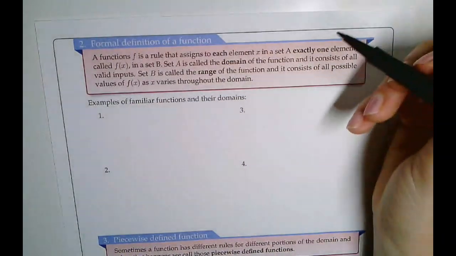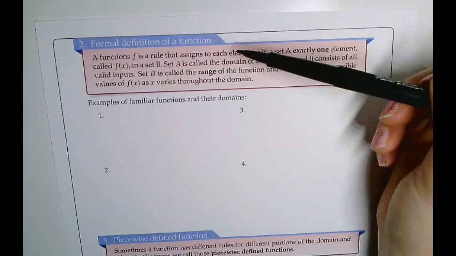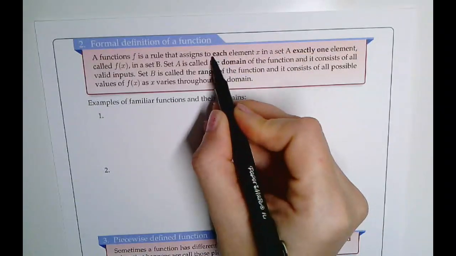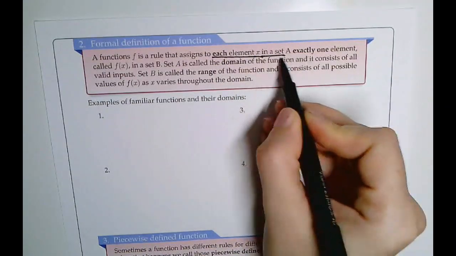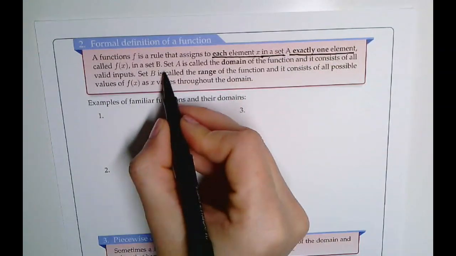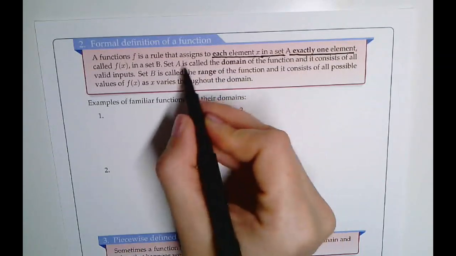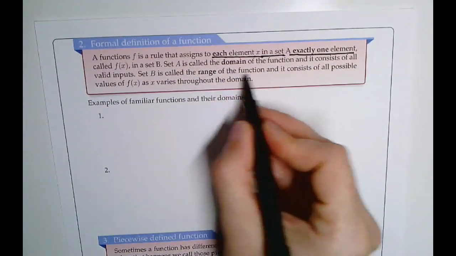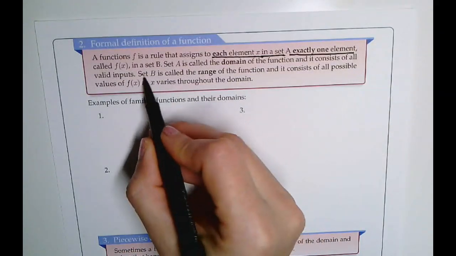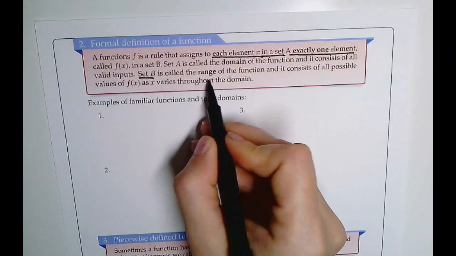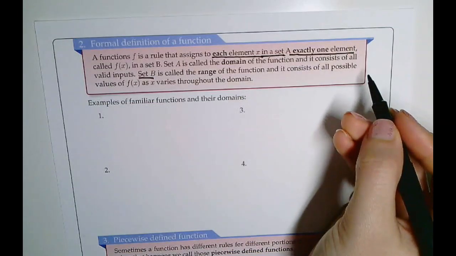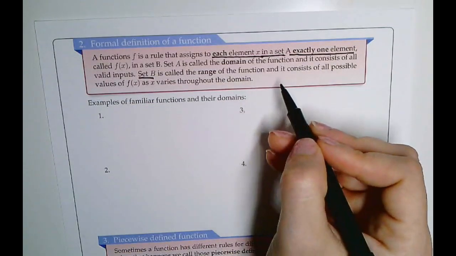To give a formal definition, a function is a rule that assigns to each element in a set A exactly one element called f of x in a set B. And if you recall, the set of inputs, the set A, is going to be called the domain of the function, and it consists of all the valid inputs. And then the set of outputs, set B, is going to be called the range of the function, and it consists of all possible values of f of x, as x varies throughout the domain.